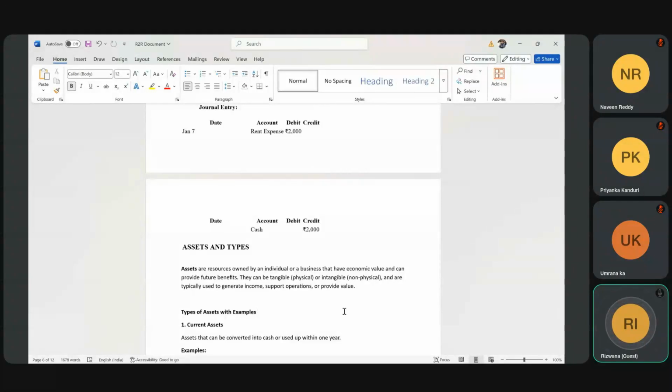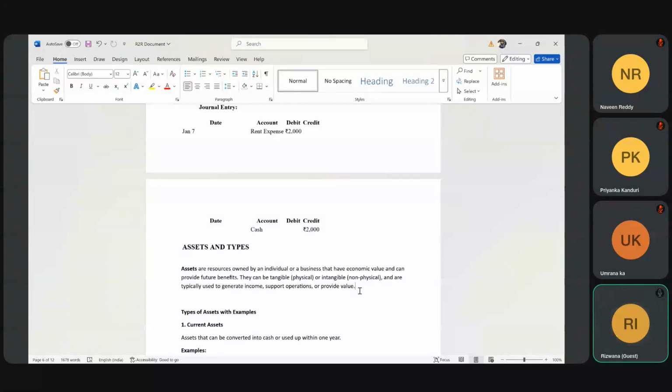So assets are nothing but the resources owned by an individual or a business which has an economic value, and it will always provide you with a benefit. They can be in physical form or intangible form, and are typically used to generate income, support operations, or provide value. Assets is nothing but whatsoever we are owning now, right? For example, we own a building or we own something, that is an asset.